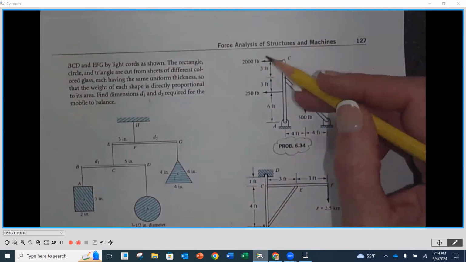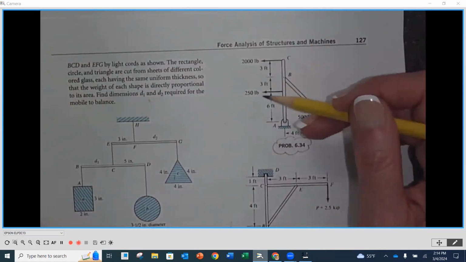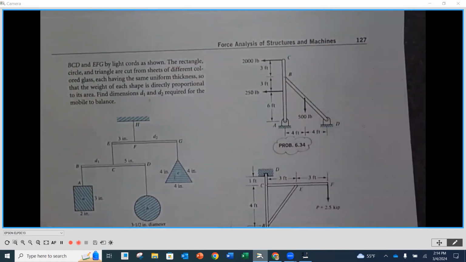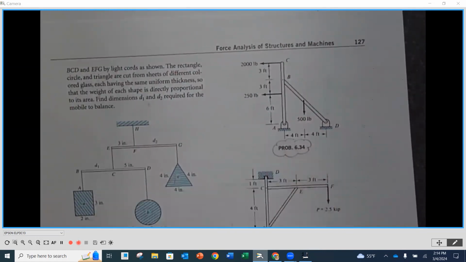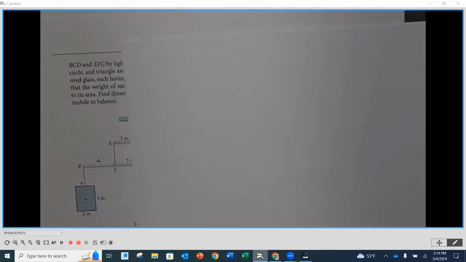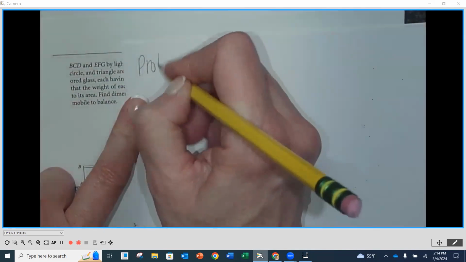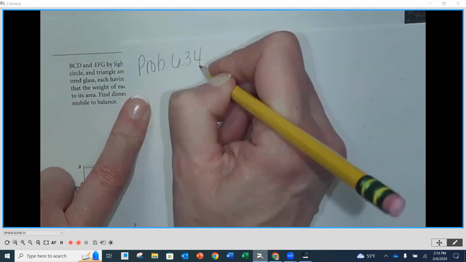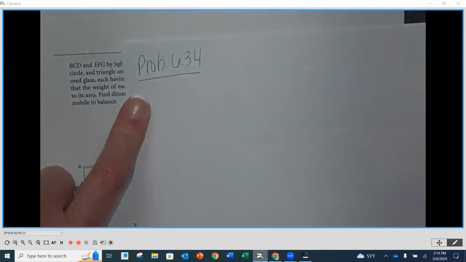So first things first, we're going to start by drawing a free body diagram of the entire frame together, and we're going to focus on trying to find the reactions at our supports, okay? So I am going to do that on the side here. So this is problem 634. I'm going to put my convention in my upper right-hand corner here.